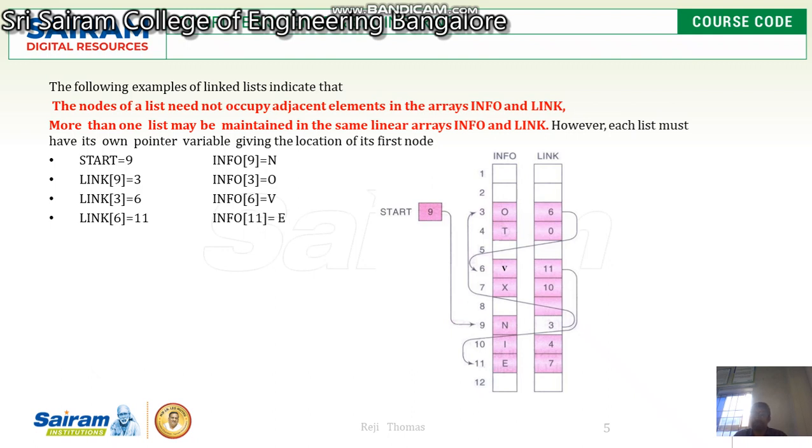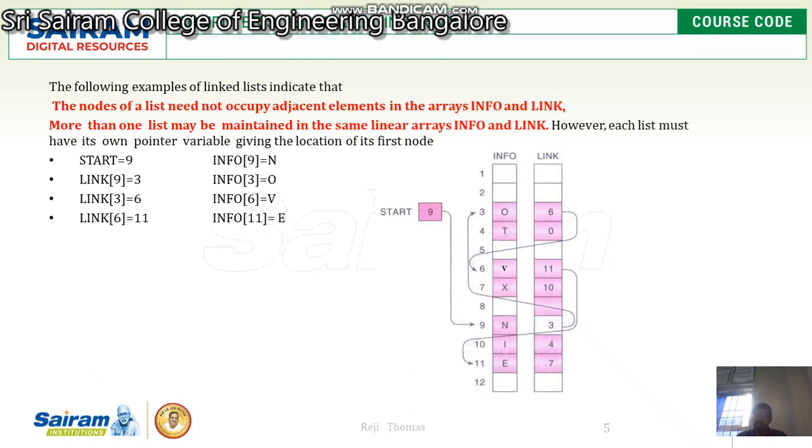Right? So there is another thing. More than one list may be maintained in the same linear array info. If you look at the info, we have stored just 4 characters, and the characters are N, O, V, E. We have just stored 4 characters for my given list. And if you look at info, we have many more characters other than this. We have stored T, X, I. So these characters belong to some other list.